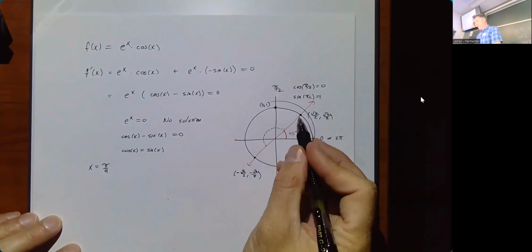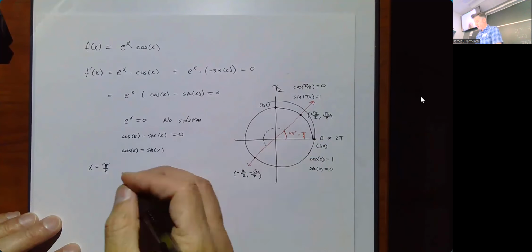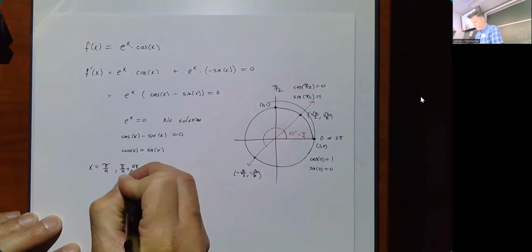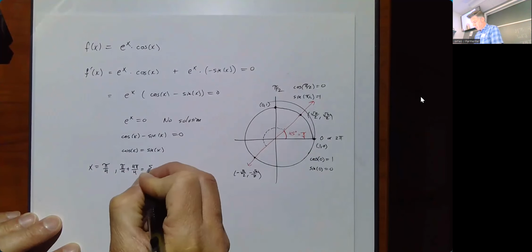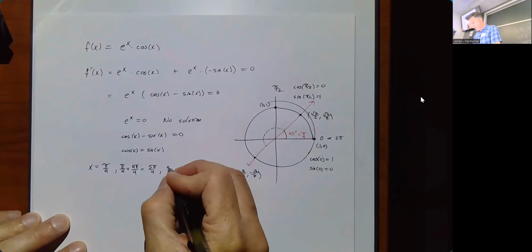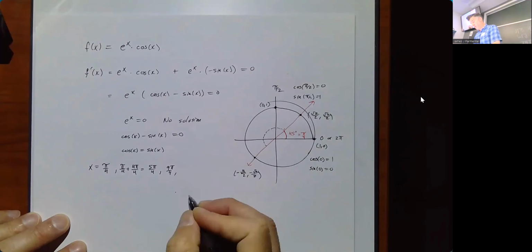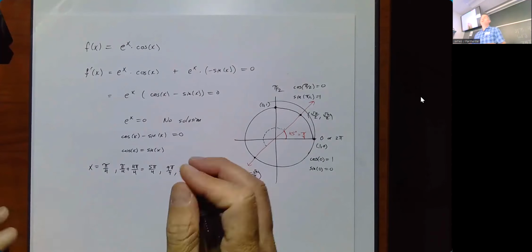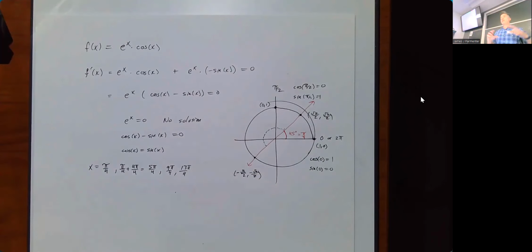So pi over 4, and then pi over 4 plus pi is 5 pi over 4. And then you can just keep adding pi. So another angle would be 9 pi over 4. Another angle would be 13 pi over 4. And unfortunately, the question as it's phrased doesn't give you a limited domain, so you kind of have to, in some way, express all of these critical points.